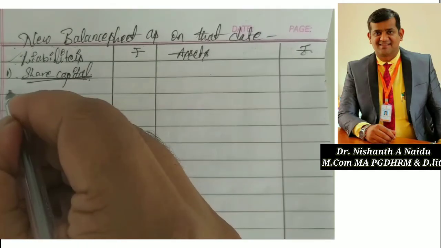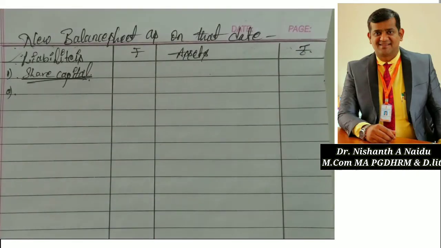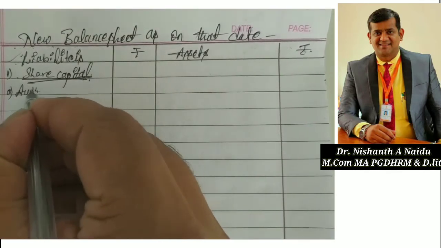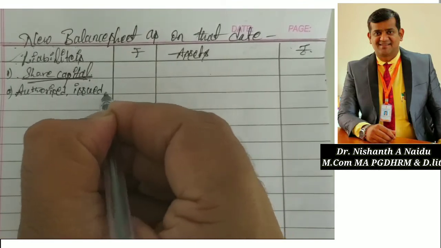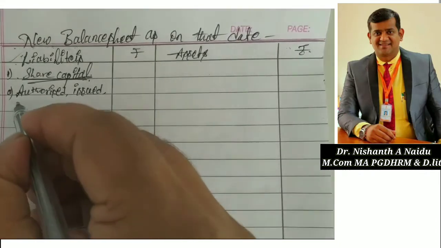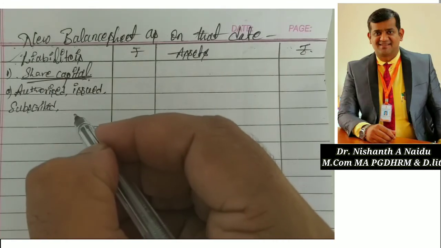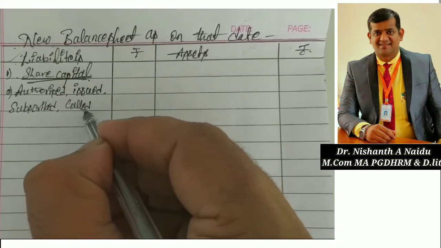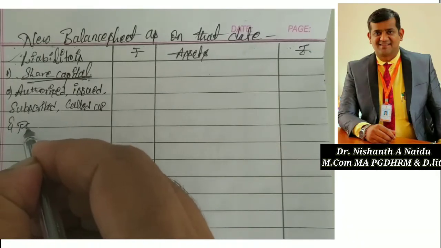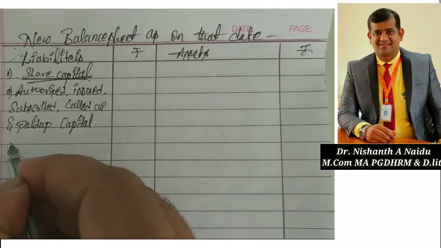Underline this. Under that, since it is the only authorized, issued, subscribed, everything is that only. So let us write authorized, comma, issued, comma, subscribed, comma, called up, and paid up capital. Called up and paid up capital.